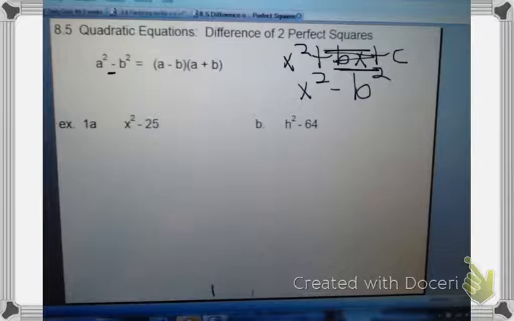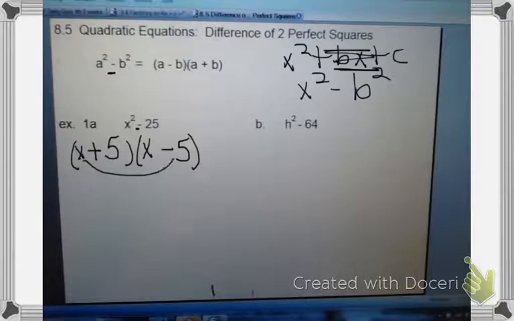And they factor into opposite binomials. So you make your two binomials. Think of this minus as the very last sign. So when the signs are different, when the last sign is negative, the signs are different. Factors of x squared are x and x. Now we're going to use the perfect square. Square root of 25 is 5. So 25 is a perfect square.